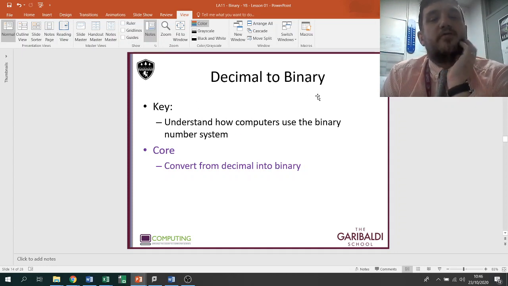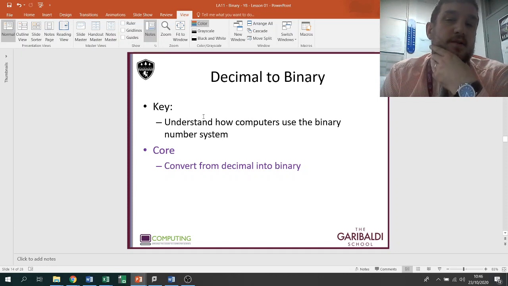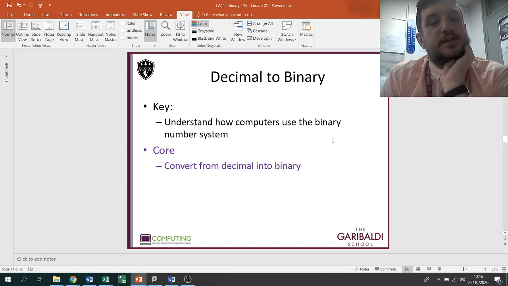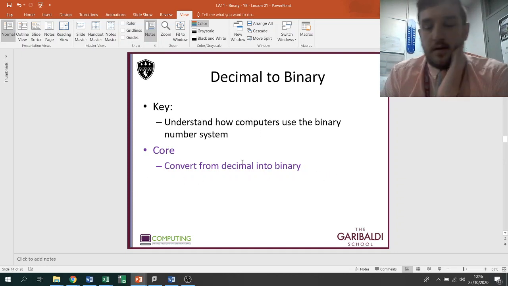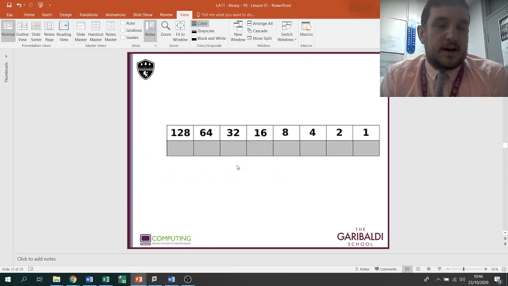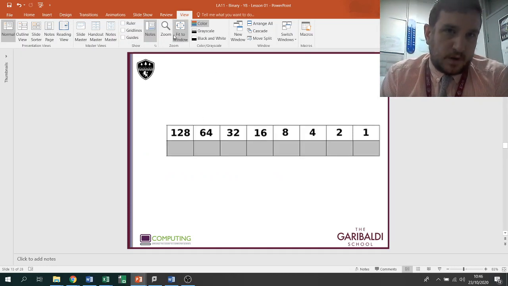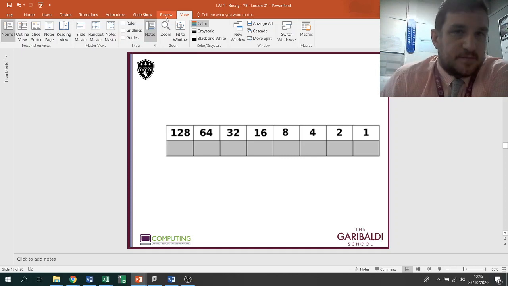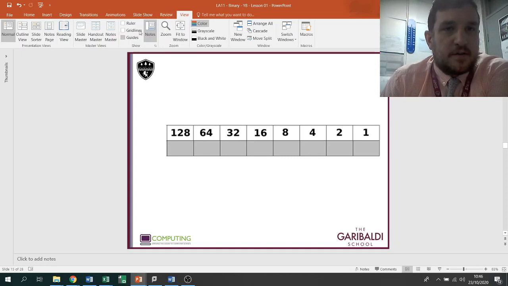In this little segment, I'm going to be taking you through how to do a decimal to binary conversion. Our key objective is to understand how computers use the binary number system. In this example, we're going to be converting from decimal into binary. We've done binary into decimal, now we're going to do the opposite.